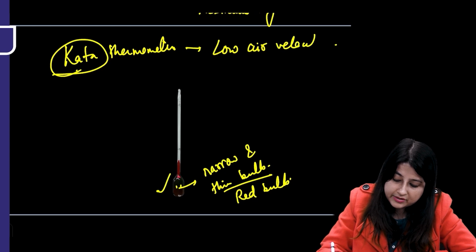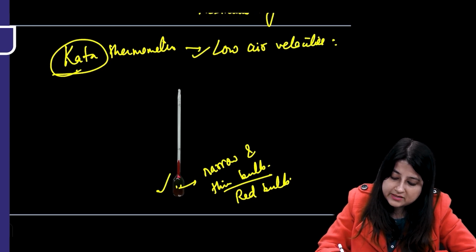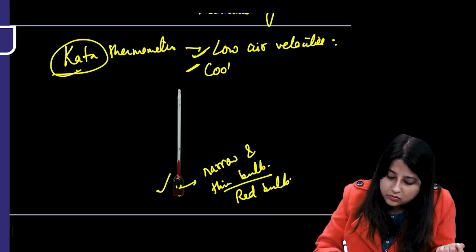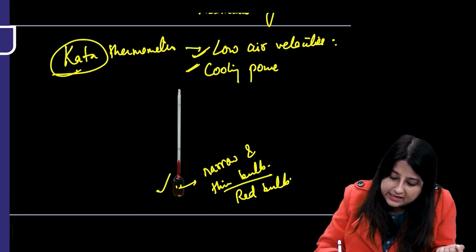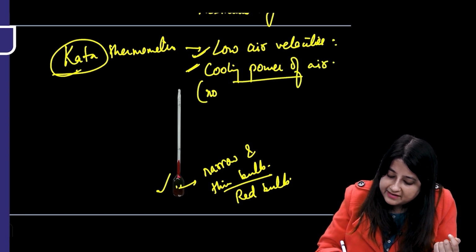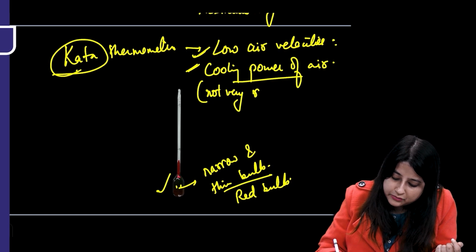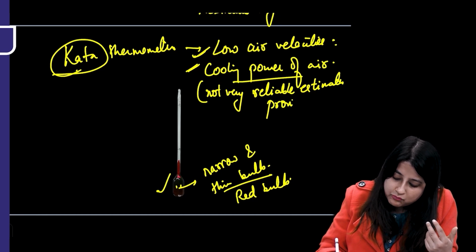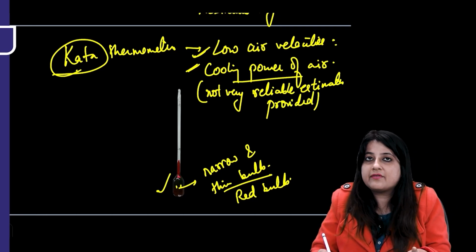That's our priority. It is used to measure low air velocity, and it was also measuring cooling power of air. But when we spoke about cooling power of air, not very reliable estimates were provided. So now it is more reserved for low air velocity.